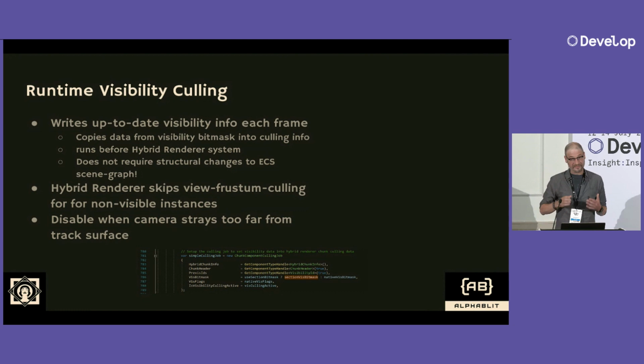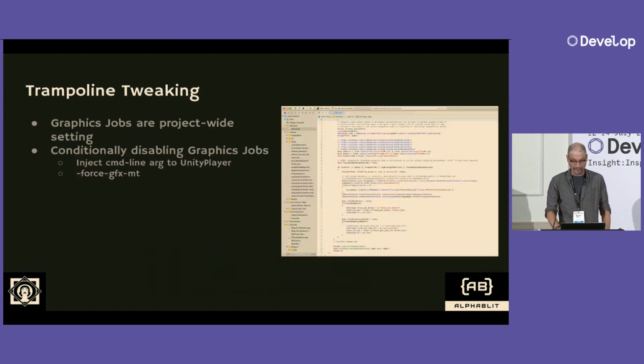Note, this technique does not require structural changes to the ECS scene graph. Additionally, the hybrid renderer will skip the frustum culling work for non-visible instances, so it's also a CPU win. One more point is that we need to disable this culling system when the camera strays too far from the track surface, which is where we've done all of our sampling. In some of the crash sequences, when we get different angles, we dynamically disable it.